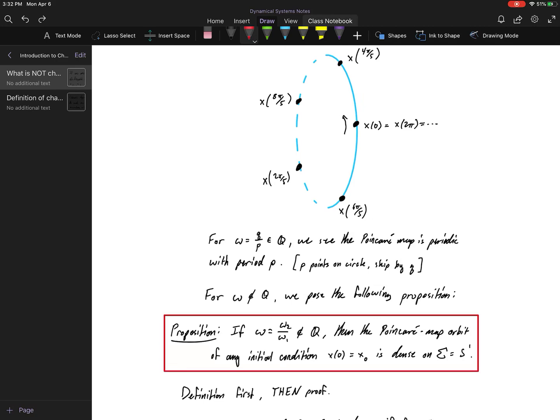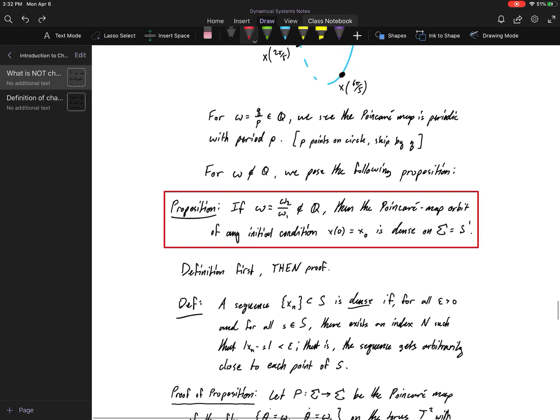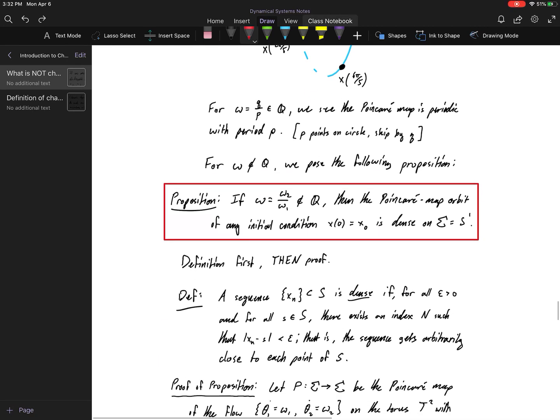So if the slope is not rational, we ask the following questions. We pose the following proposition, that if we have an irrational slope, then the orbit of the Poincare map of any initial condition is actually dense on that Poincare section, and in some sense fills the Poincare section. Just like our orbits are going to fill up the torus. Our curve is going to fill up the torus.